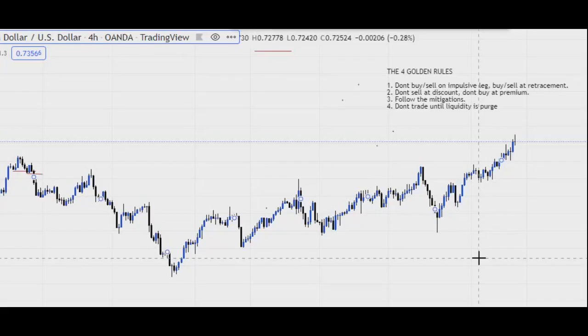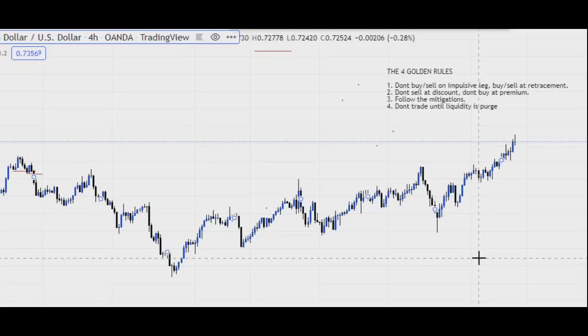In today's video, I want to share with you a simplified version of the order block strategy. This is the last video on order blocks that you will ever need to become a successful trader. Alright? Now, what are the things I want to share with you in this video?